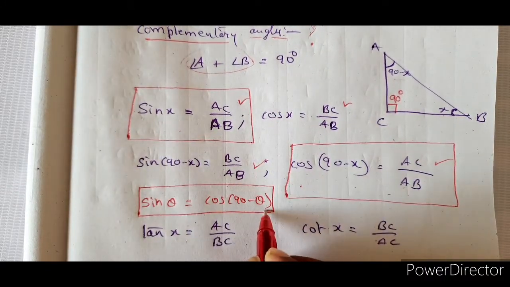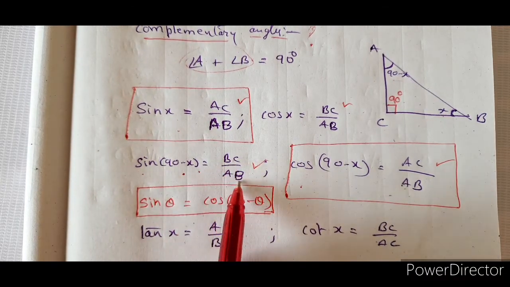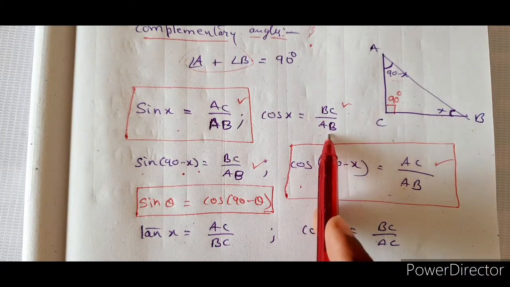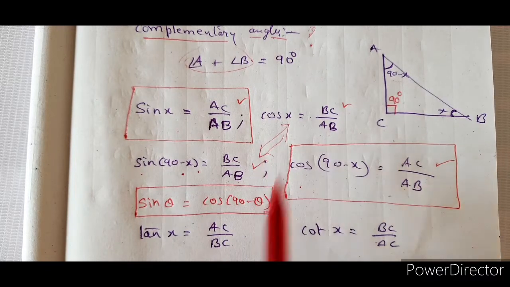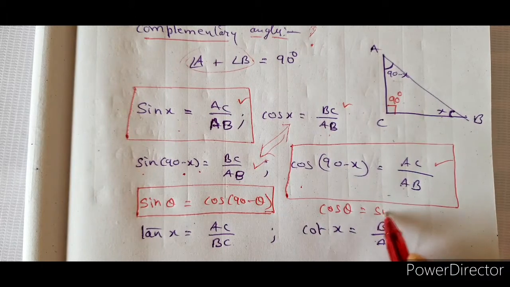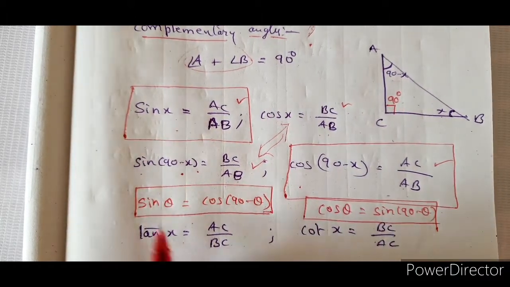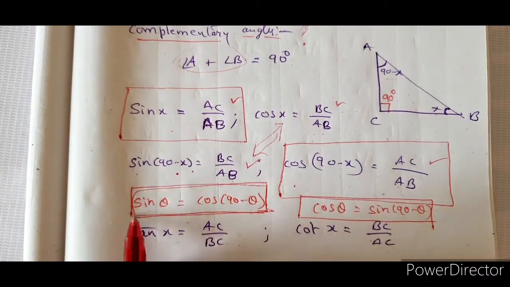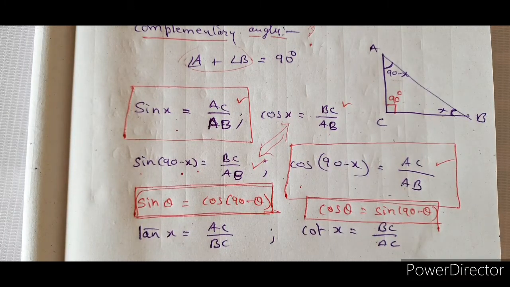Is it not? And in a similar manner, you see this sin of 90 minus x is equal to BC by AB, where cos x is equal to BC by AB. Again, these two are equal. So therefore, can we write cos theta is equal to sin of 90 minus theta? Absolutely, we can write it down: sin theta is equal to cos of 90 minus theta, or cos theta is equal to sin of 90 minus theta. Get that totally into your brains.